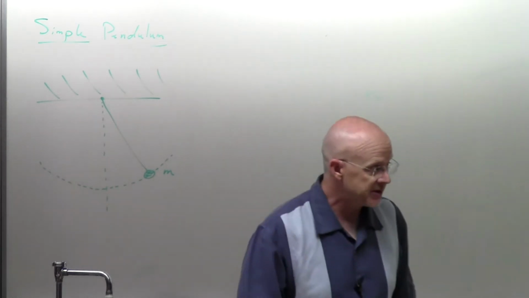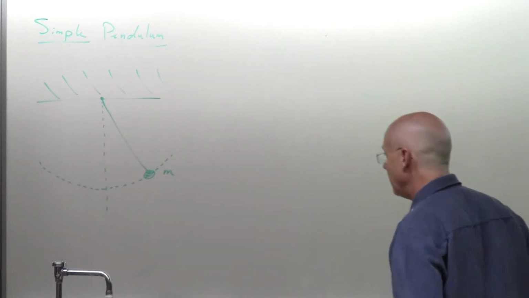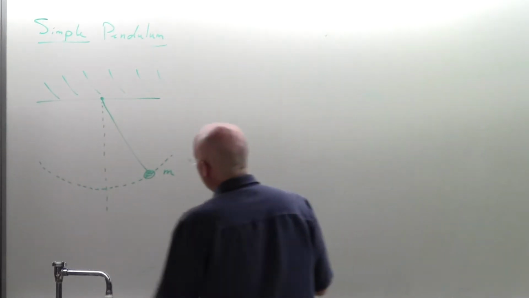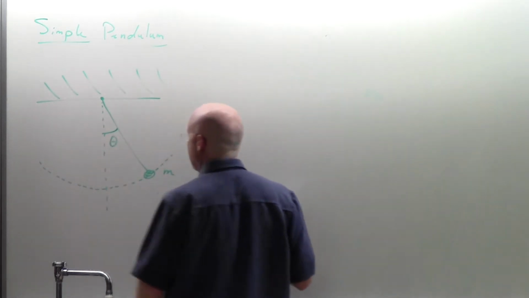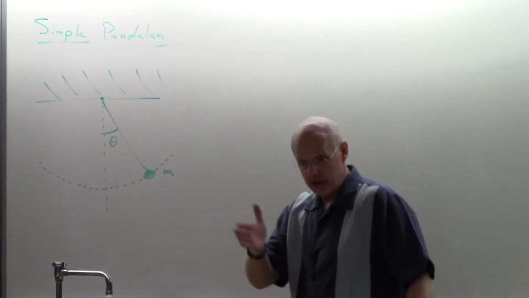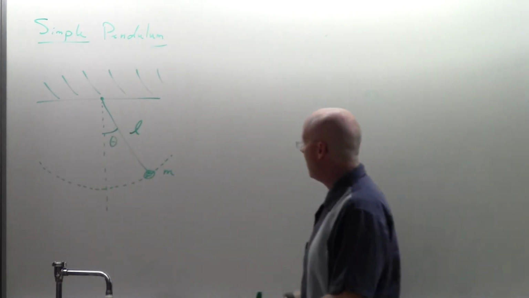You can see what happens here. It swings back and forth here. And just to have something to give me some measurements, I'll call this the angle theta. So as it swings back and forth, I'll call this length L.